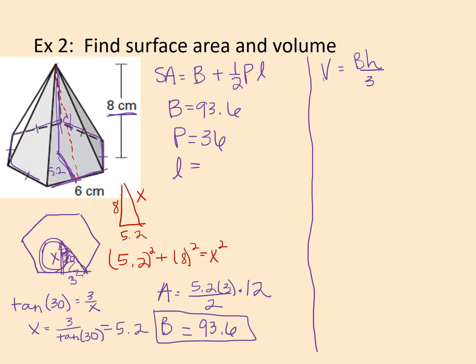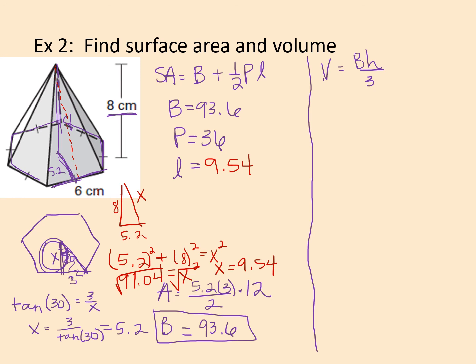When I type that into my calculator, 5.2 squared plus 8 squared, the number I get back is 91.04, and that equals x squared. So again, take the square root of both sides. The square root of that is 9.54. So x is 9.54. When I go over here to my lateral height, 9.54 is what that L will be.